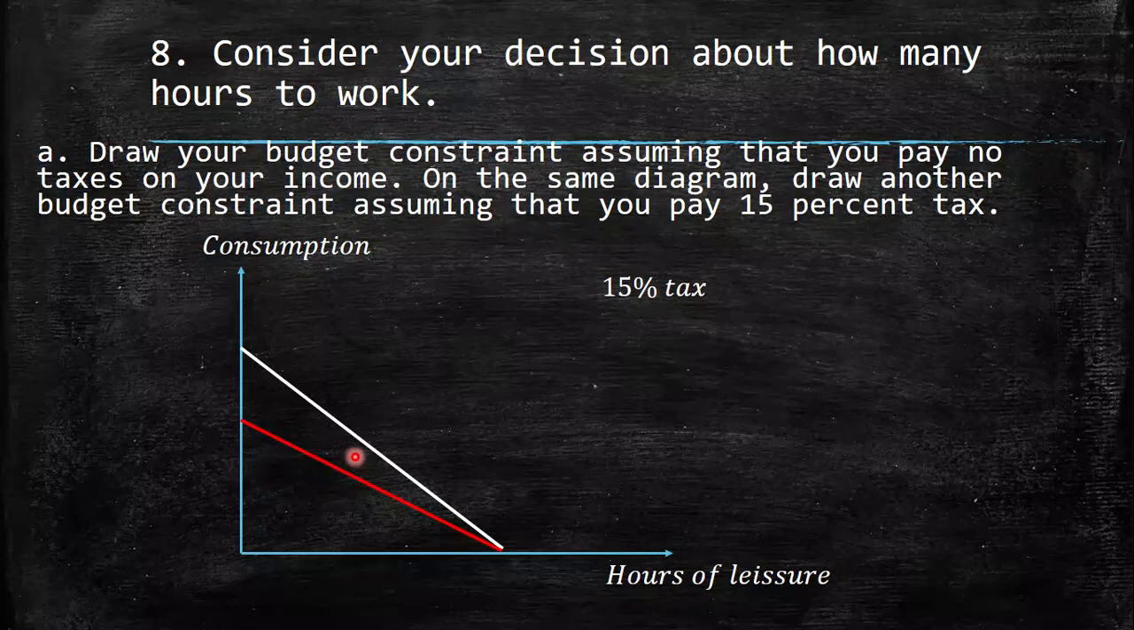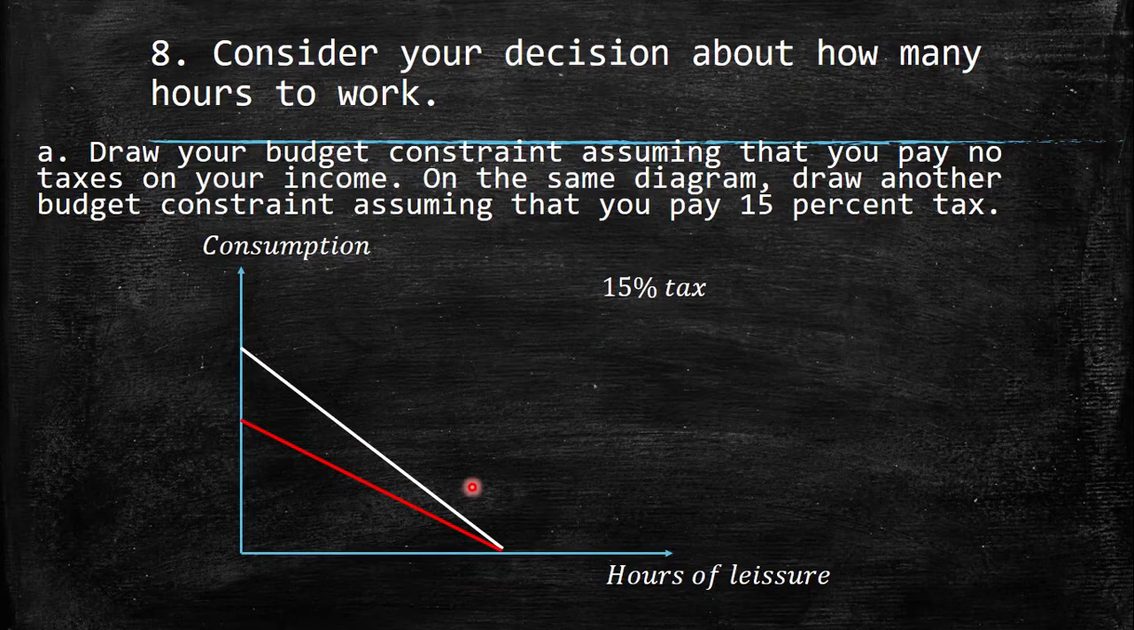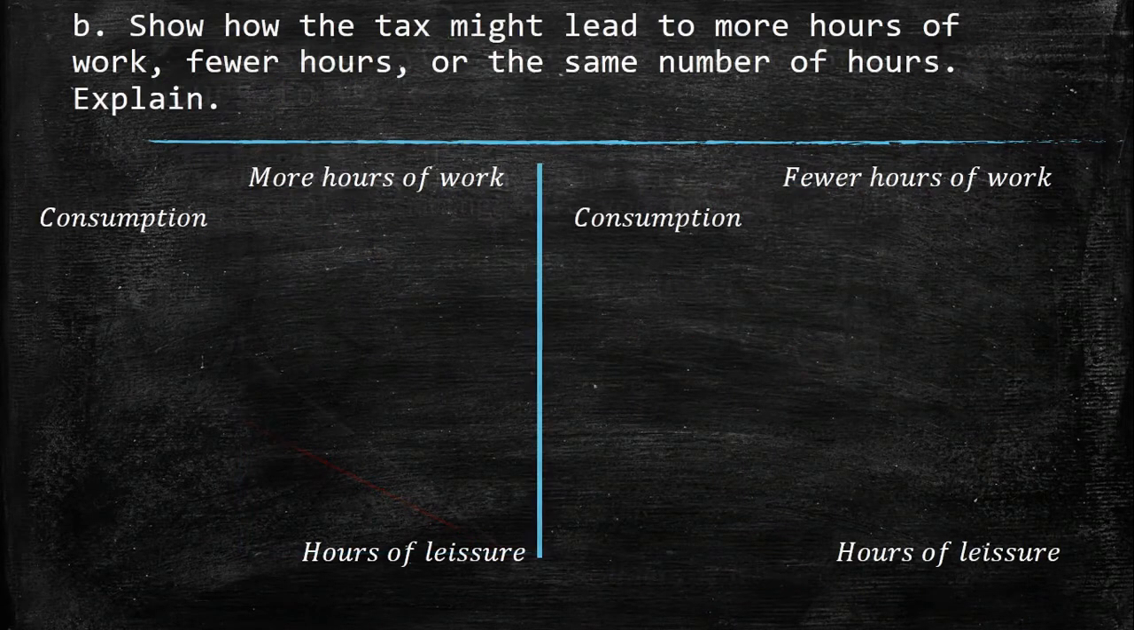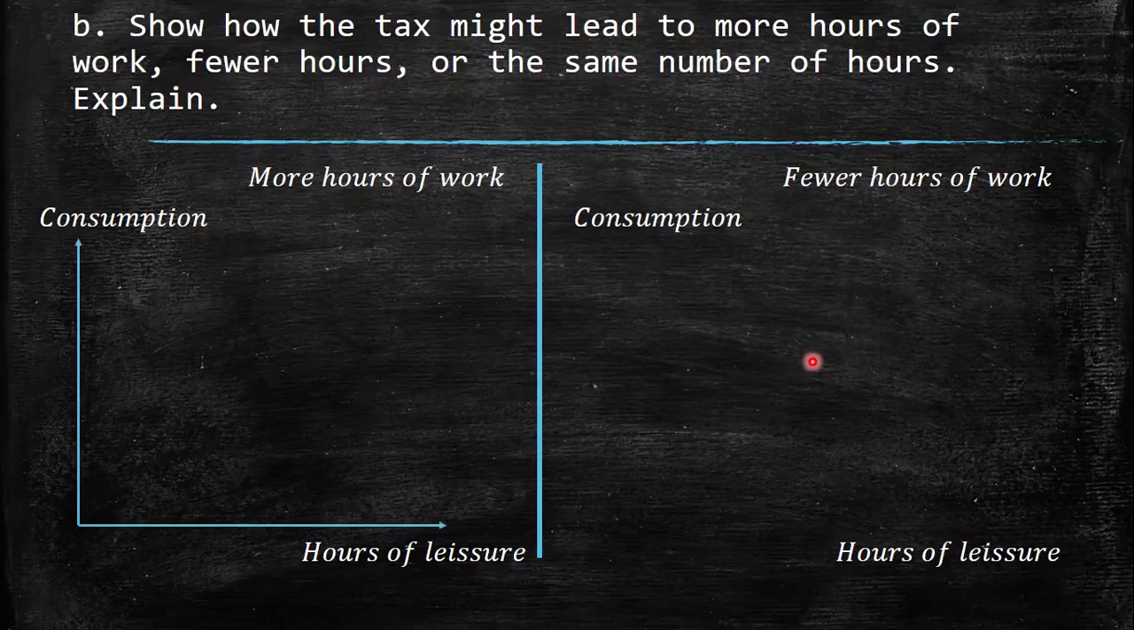Then, this is the situation when there is an increase of tax. So your hours of leisure don't change. However, your consumption will be lower due to this increase. So this should be the situation. Now, show how the tax might lead to more hours of work, fewer hours, or the same number of hours. Explain. So here was the initial situation.